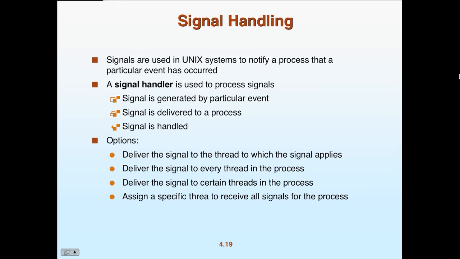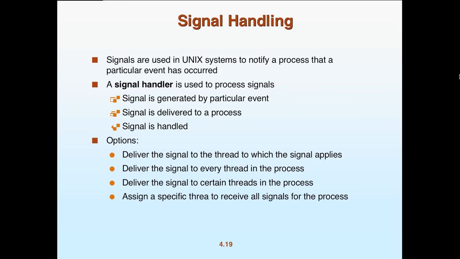The signal is delivered to a process. The signal is handled, which means that some event happens, essentially. So some options. You can deliver the signal to a thread to which the signal applies. And then you've got to find out which thread the signal applies to, which is kind of difficult, actually. You can deliver the signal to every thread in the process. If you have a multi-threaded map to one process, it makes it easy.